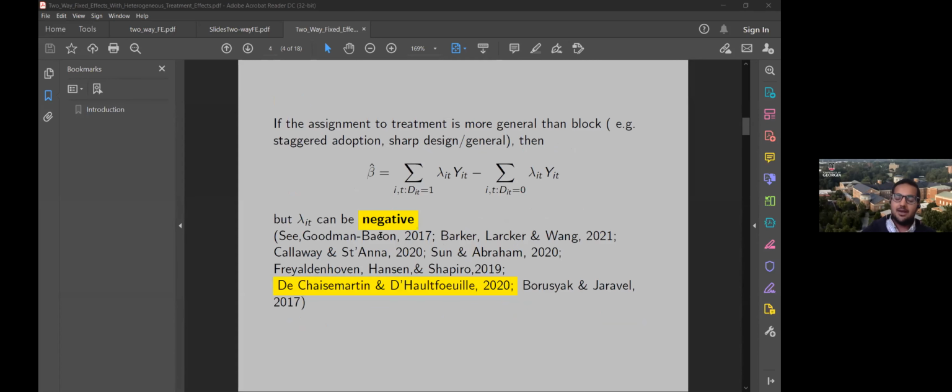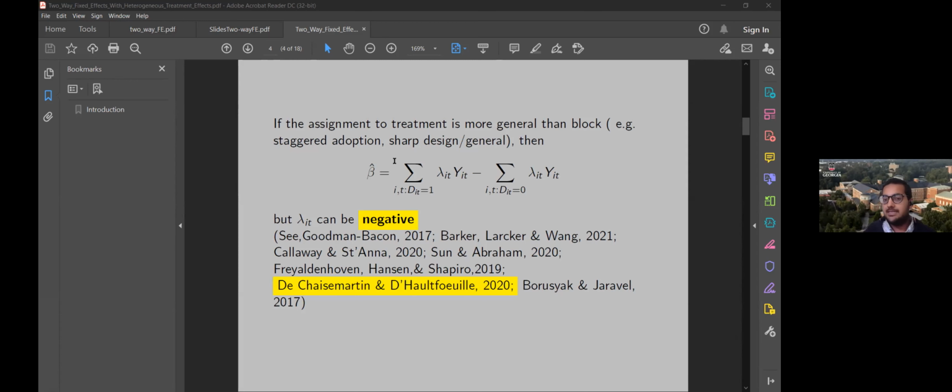But what happens is when our assignment to treatment is more general than a block assignment, meaning everyone is not treated at the same time, or everyone is not given the same amount of treatment, for example, a staggered adoption that we've seen previously, where certain states are adopting certain policies at different points of time. And in Chaisemartin and D'Haultfoeuille's paper, they have a more general assignment, which is a sharp design, where some people are treated at some time, some people are treated at some other time, which is different from a staggered design. But staggered is what I understand to be one part of a sharp design.